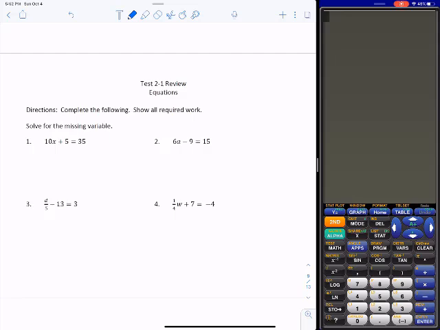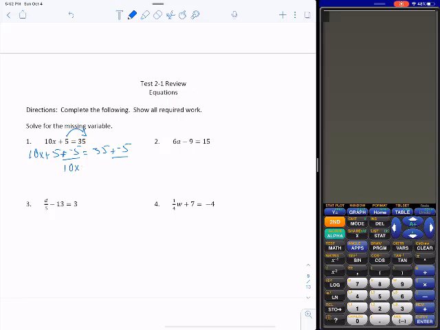Well, out of those three steps that we have, letters on one side, numbers on the other, solve, the letters are already done for you. So all I need to do is get this 5 over to the 35 side. And we do that by adding the opposite. So 10x plus 5 plus negative 5 equals 35 plus the negative 5. Whatever I added to one side, I got to add it to the other.